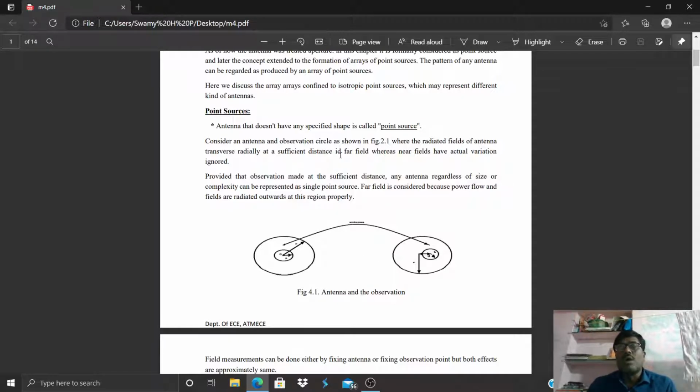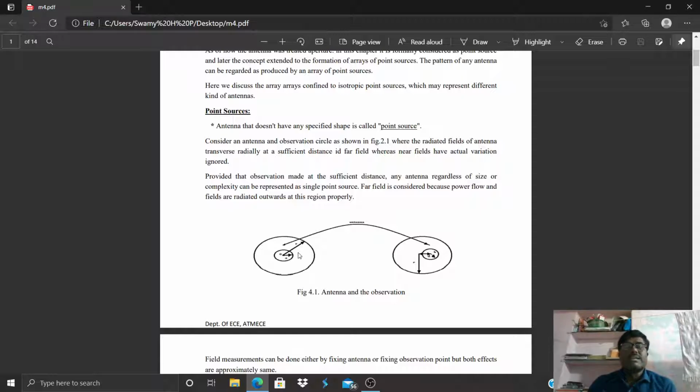They will be at a distance D, where they will act as a far field, whereas in the near field the actual variation is ignored. When the distance from the antenna is under the distance D, the field pattern is called a near field. After that, your field will be far field. So in near field, you are having actual variation, but it is ignored.